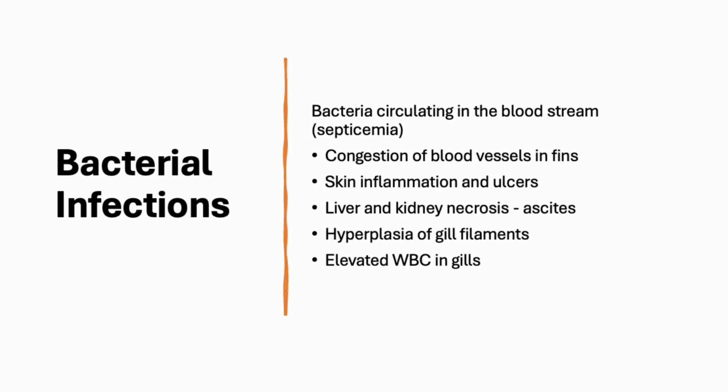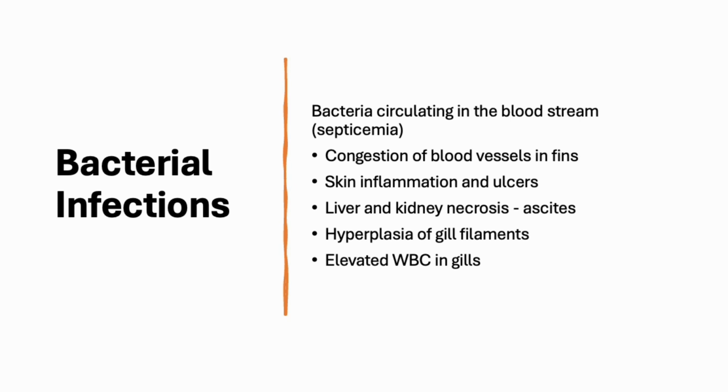When the bacteria get inside the fish, they can get from a wound in the skin, for example, into the bloodstream, and they spread through the body by the blood. That's what's called septicemia, which means bacterial infections in the blood. They can get into different organs. They can cause congestion of the blood vessels, so that's why sometimes the fins will start looking red. The skin can become inflamed, get ulcers, which are open sores on the skin. They can get into the liver and kidney and cause damage there.